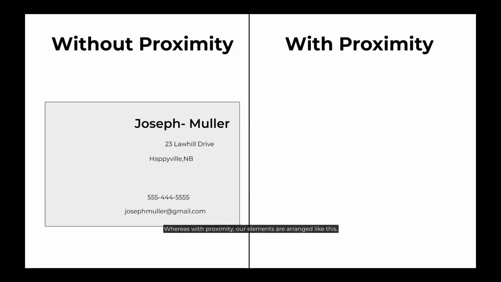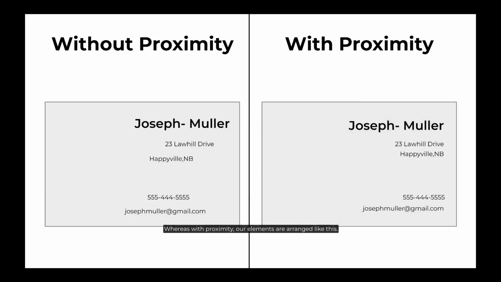Whereas with proximity, our elements are arranged like this. Here we have the name, we have the address, and below that we have some contact information like phone number and email ID. So we know that the above one is for address and the below one is for contact.